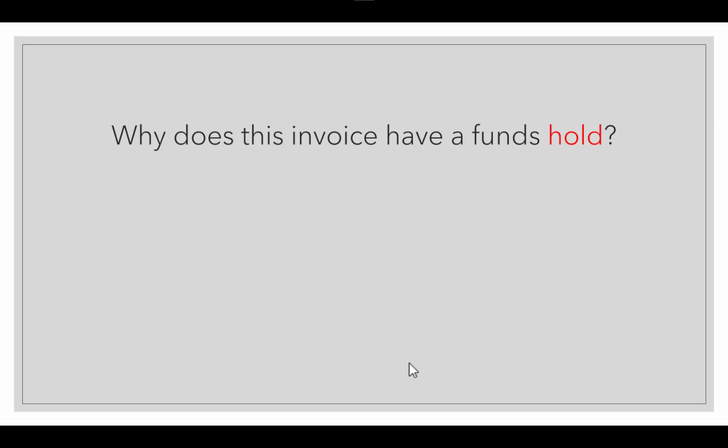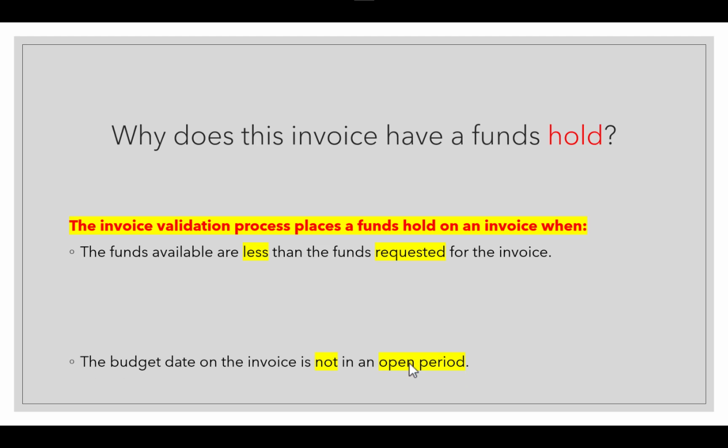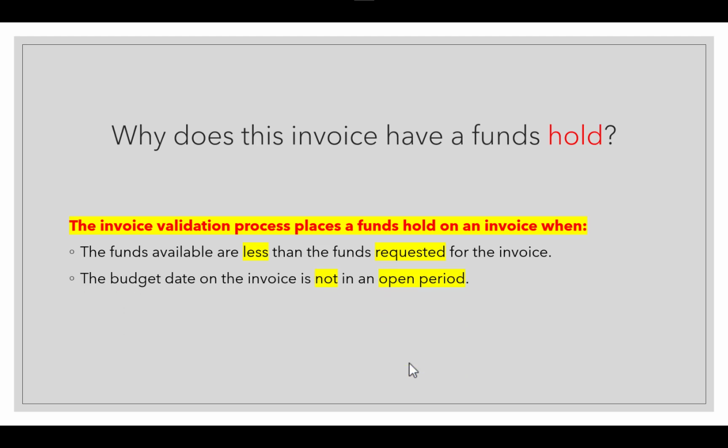Why does this invoice have a funds hold? The invoice validation process places a funds hold on the invoice in cases where the funds available are less than the funds requested for the invoice, or the budget date on the invoice is not in an open period. It means the budget date is in a closed period.